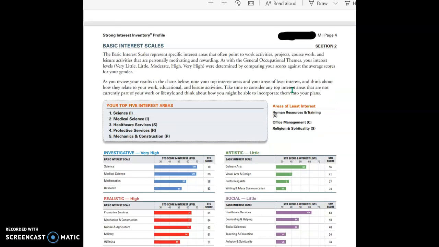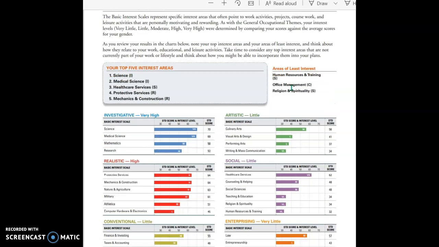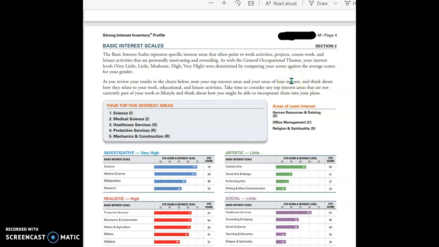Moving on to page 4, which contains your basic interest scales. These scales look at work activities, projects, coursework, and even leisure activities that you might find motivating and rewarding, as compared to others who are already in these career areas.